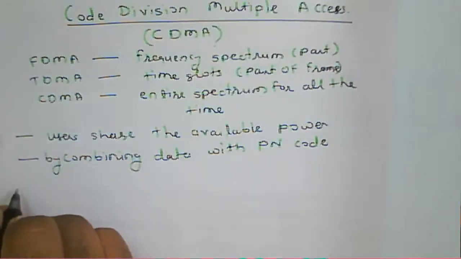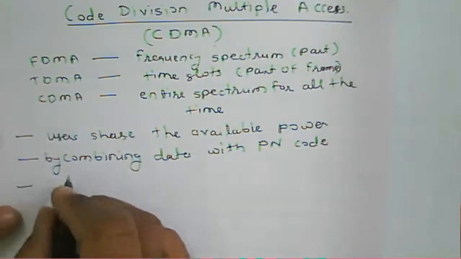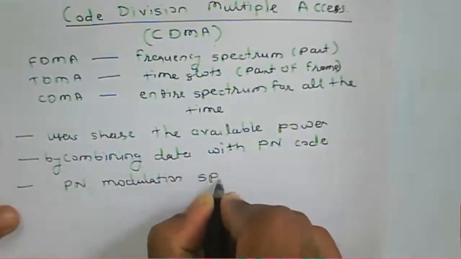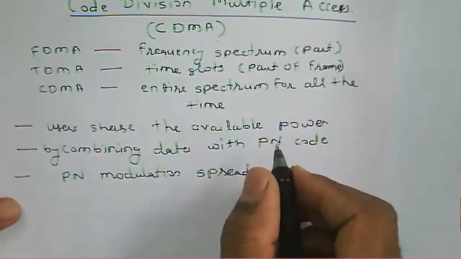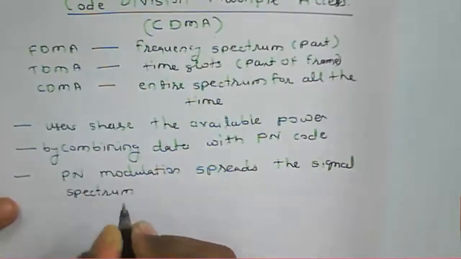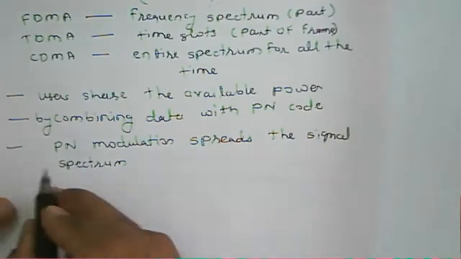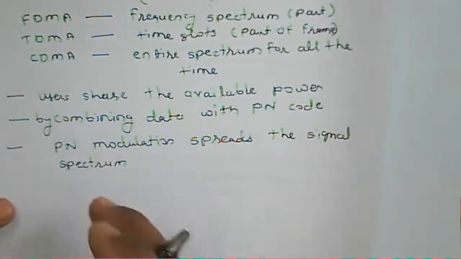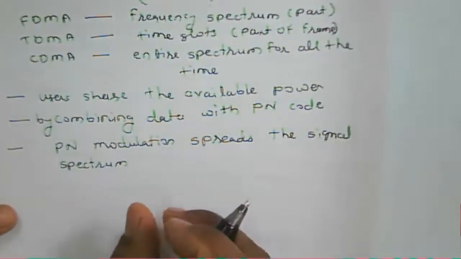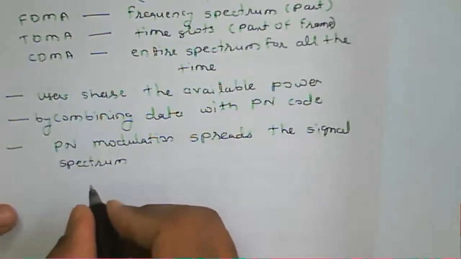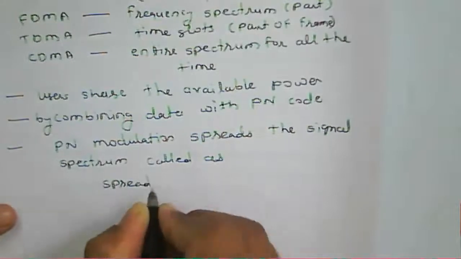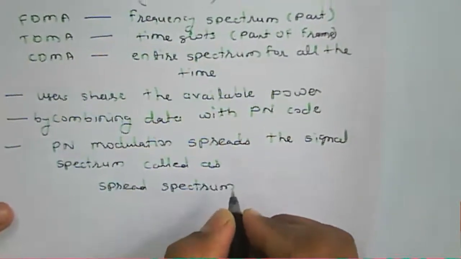So, see the modulation technique used in CDMA. Here we can say that PN modulation will spread the signal spectrum. Modulation means combining data with a PN code, and that modulation will be spread over the entire spectrum. So that's why this method is called spread spectrum, or spread spectrum multiple access.